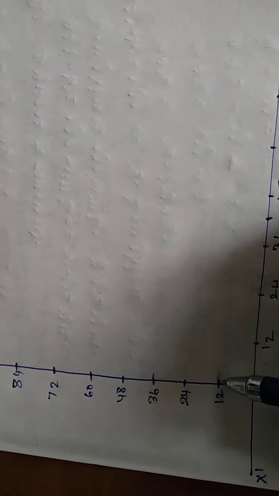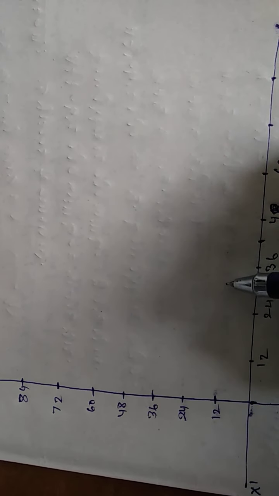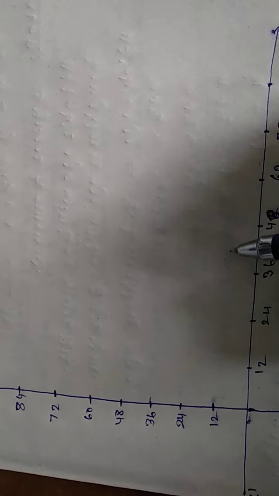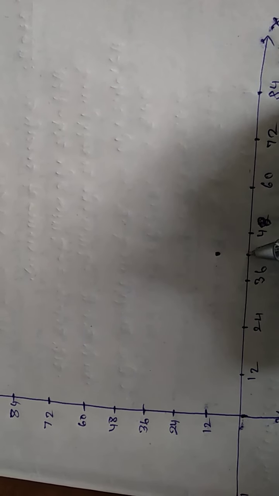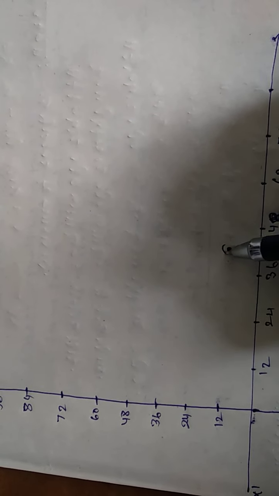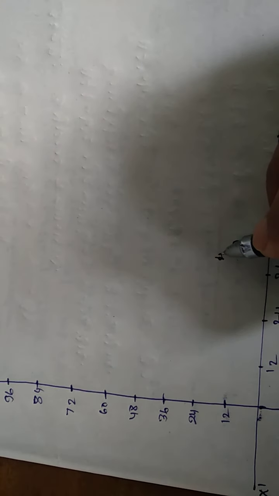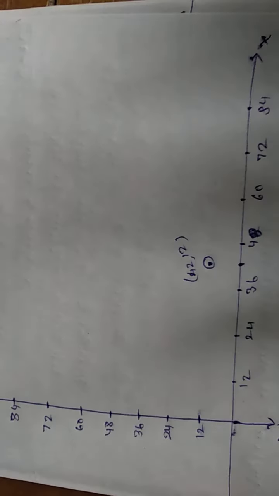So join these 2 points. That means you will go along the x-axis and in front of this point 42, this point is 42, 12. This point represents 42, 12.